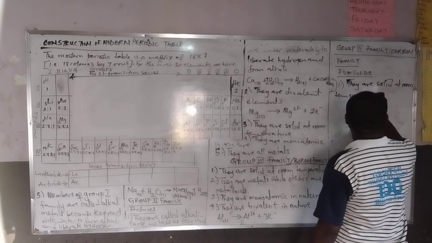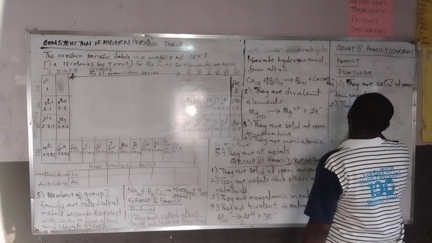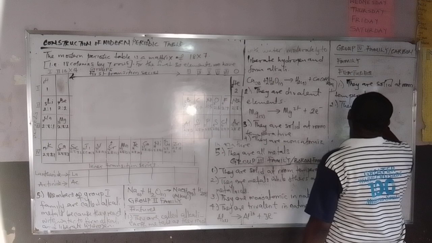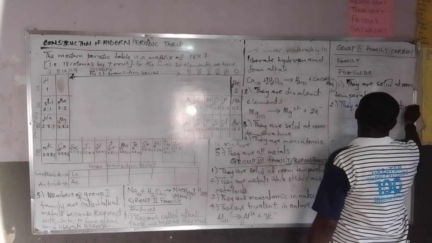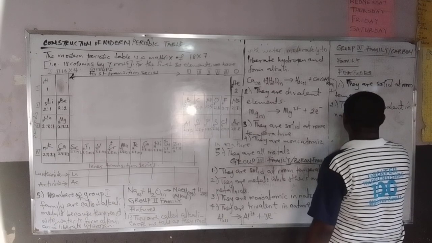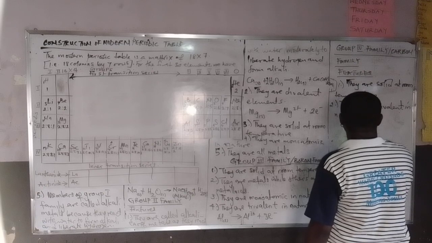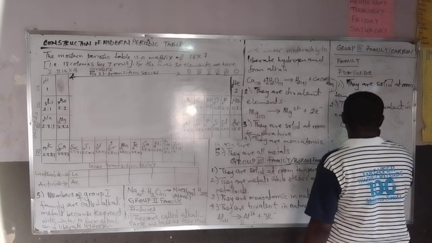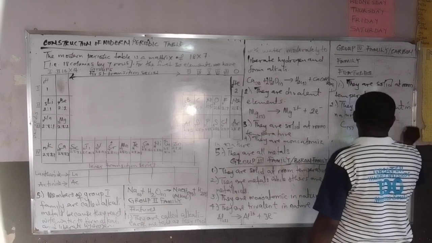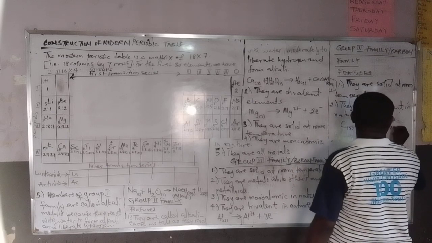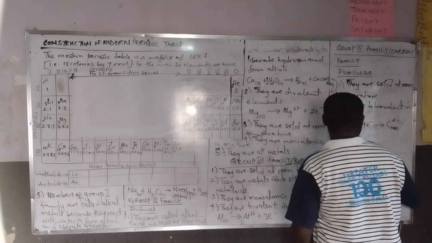They are not gaseous. Then number 2, they are tetravalent in nature. What do I mean? Carbon, solid, can gain 4 electrons and form C4-. So you can see that here now I'm putting minus.